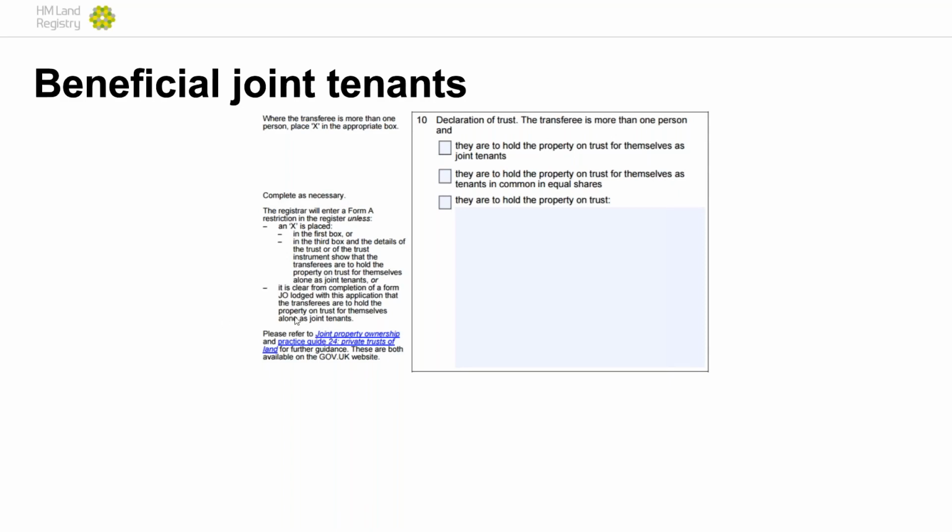This slide shows panel 10 of Form TR1, Transfer of Whole, and the form asks you to specify how the joint tenants held the land. Similar panels are provided on other forms. We often receive applications where there is more than one transferee, but no supporting information on how they are to hold the property. We'll only send a requisition for this information if we need to raise other points as well.